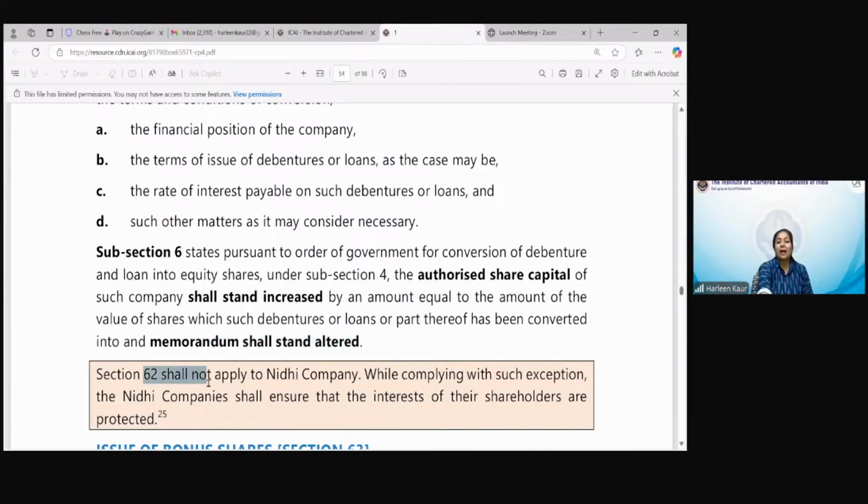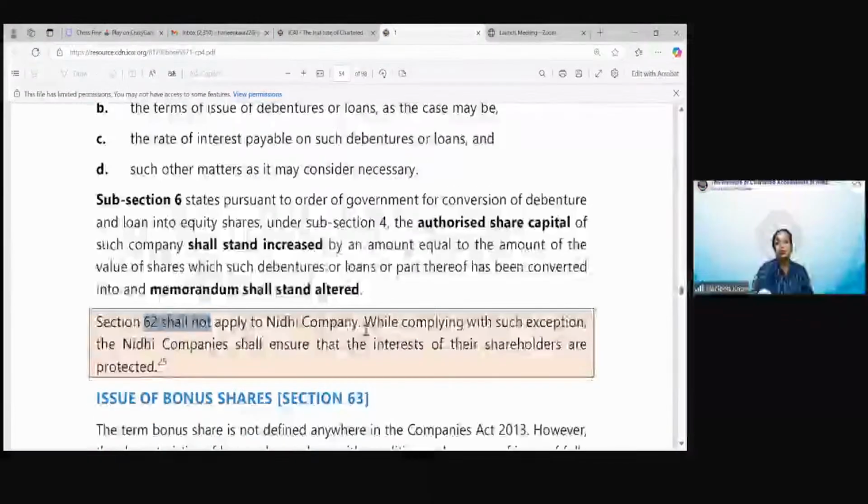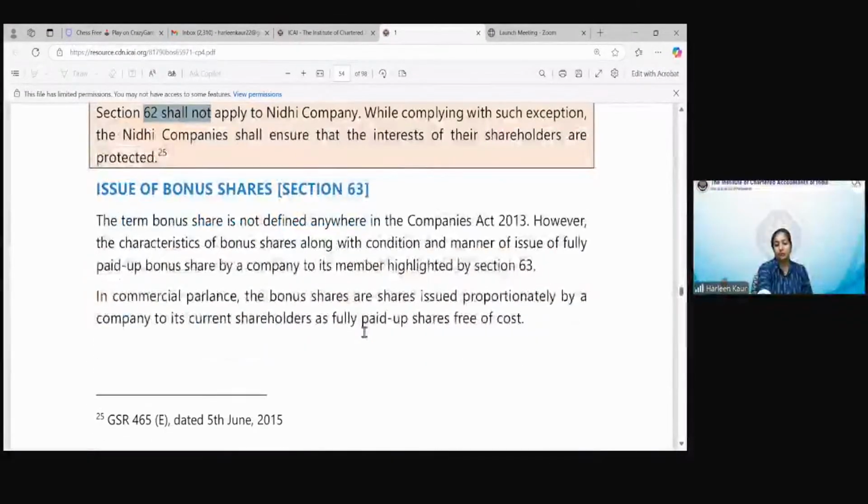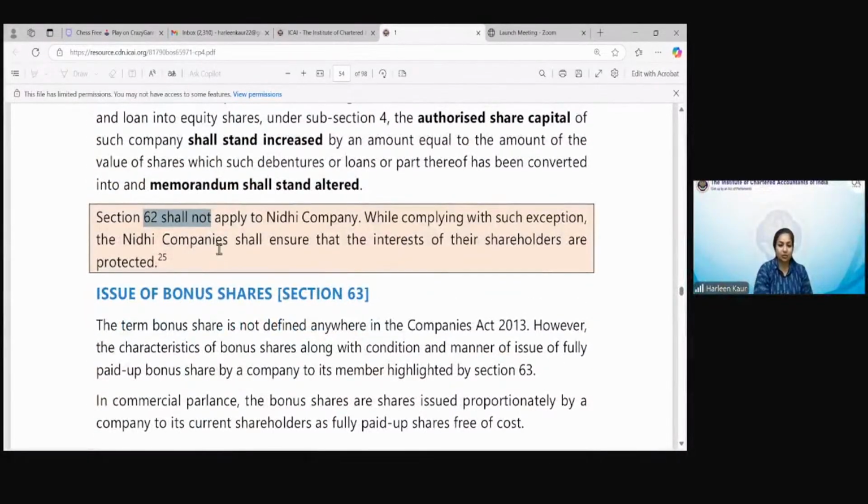Section 62 will not apply to Nidhi companies while complying with the exception. Nidhi companies will take care that the interest of the shareholders is protected. So it says Nidhi company को Section 62 applicable ही नहीं है. The shareholders' interests have to be protected under this case.